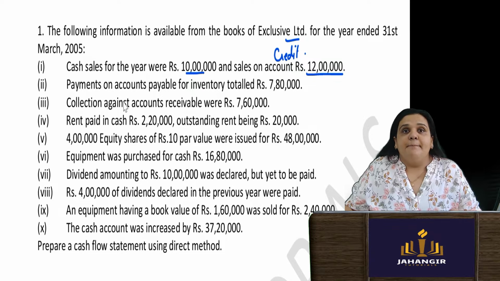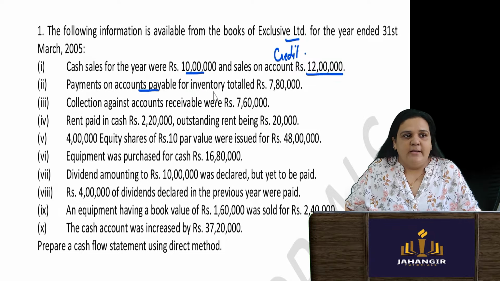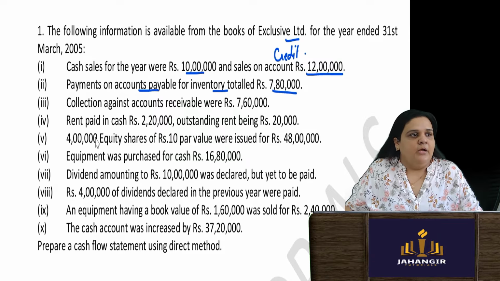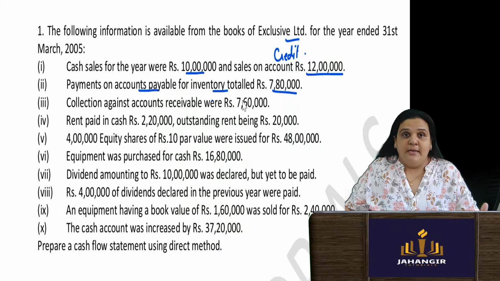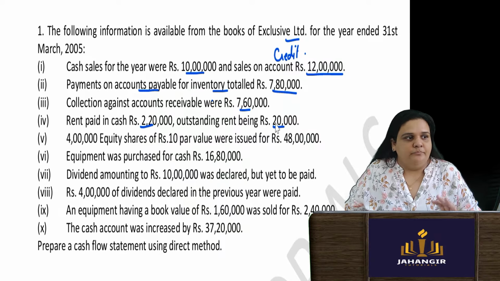Then there is some payment you have done on accounts payable. Must have bought some inventory stocks, did a payment of 7,80,000. Then there was collection against accounts receivable. Some money came in from the debtors who have paid you, 7,60,000. Rent you have paid in cash 2,20,000, and outstanding rent being 20,000.